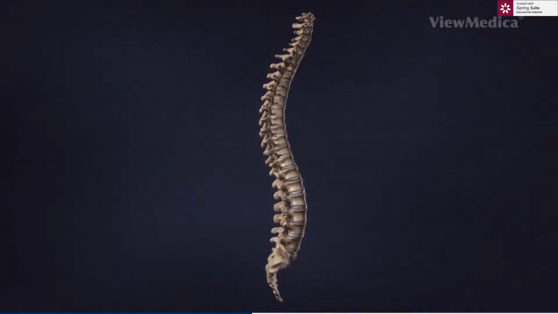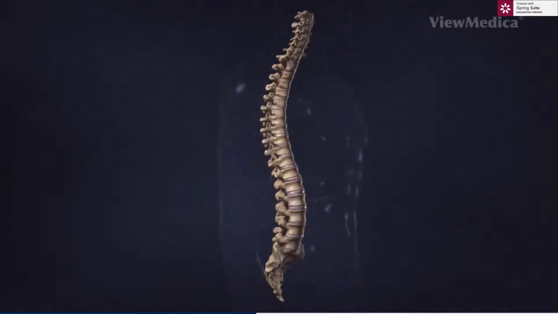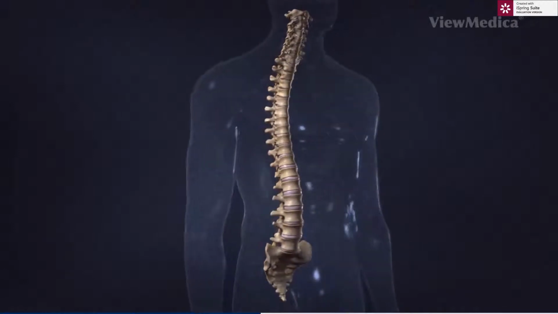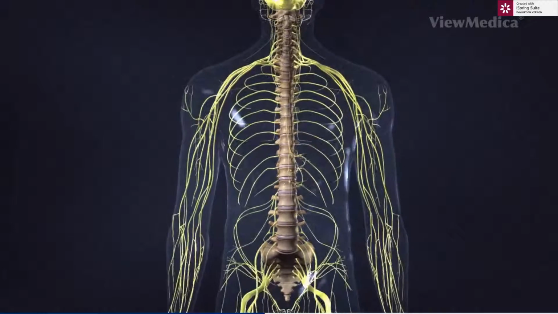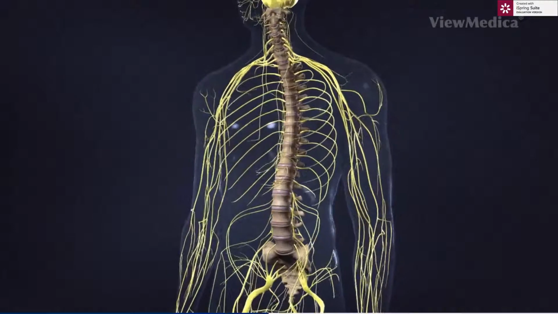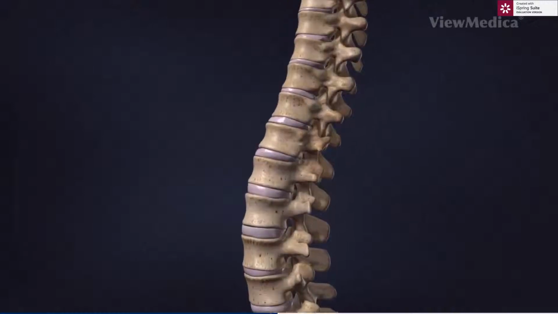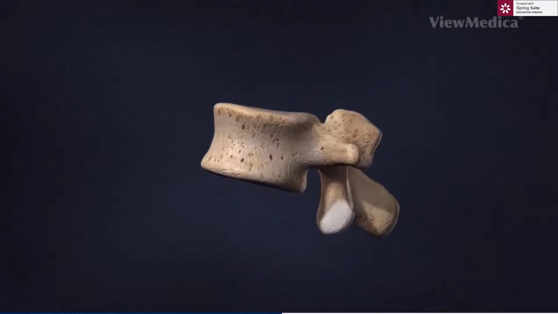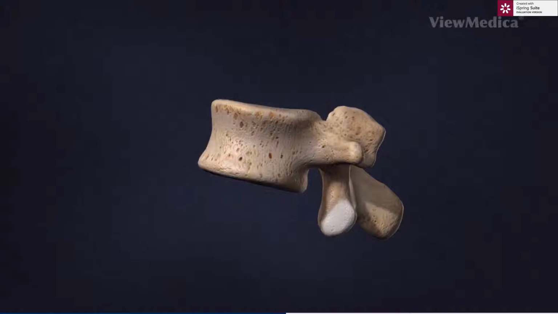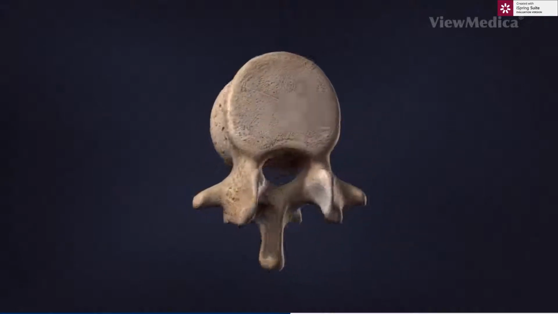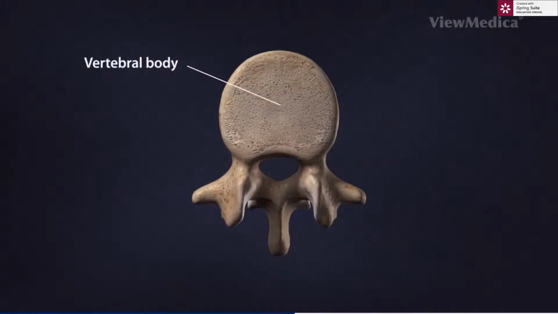Altogether, the vertebrae of the spine's 5 regions support the weight of the body and protect the spinal cord and nerve roots. Each individual vertebra has a complex set of structures necessary to the overall function of the spine. The main structure of a vertebra is the vertebral body, a cylinder-shaped section of bone at the front of the vertebra. It is the main weight-bearing section of the vertebra.